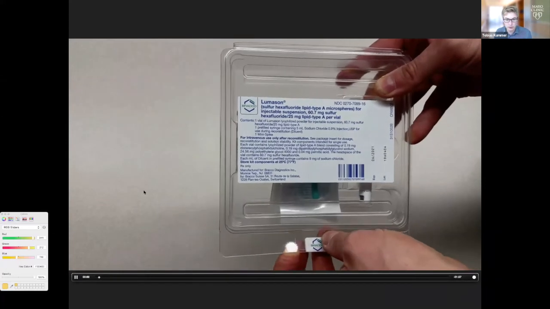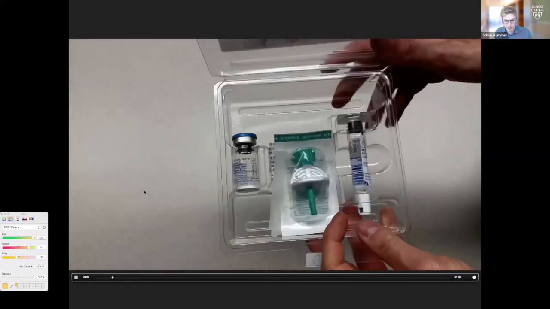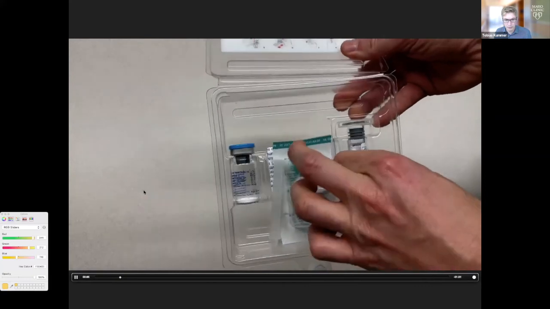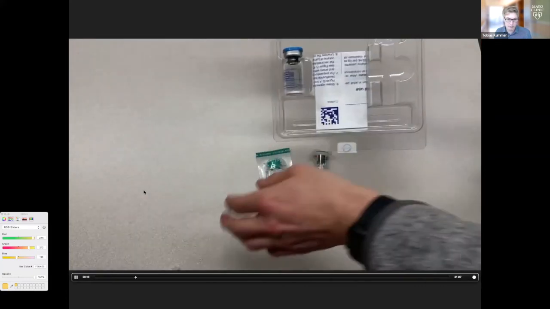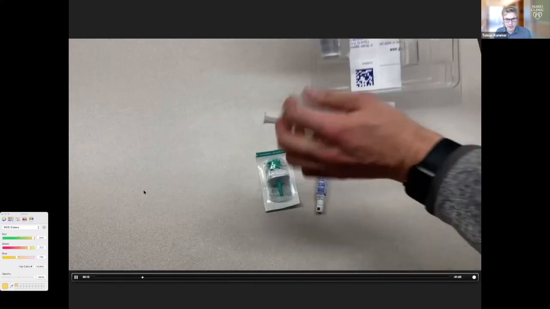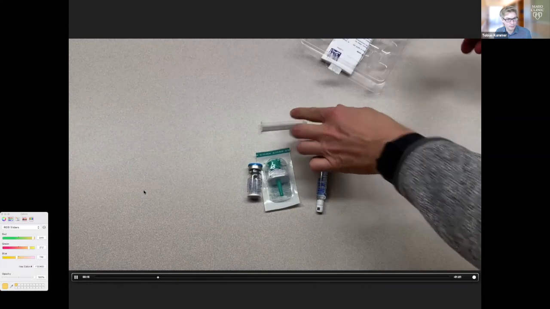So what you do is you get it in this package. And when you open it up, you have a couple of things in there. You have the vial with the contrast powder. Then you have a saline syringe that has a plunger at the end. And then you have a spike. So what you do is you open the vial.